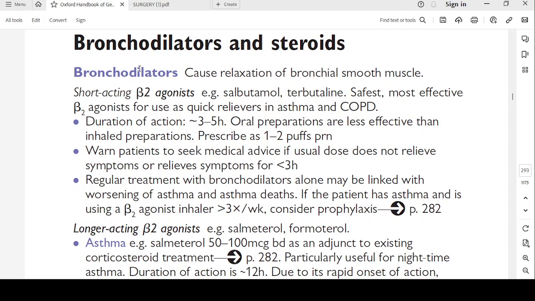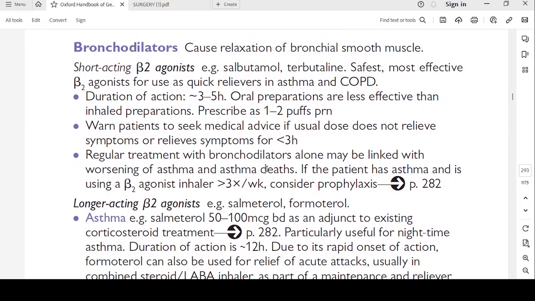Bronchodilators and steroids. Bronchodilators cause relaxation of the bronchial smooth muscles. Short-acting beta-2 agonists, salbutamol and terbutaline, are the safest and most effective beta-2 agonists for use as a quick reliever in asthma and COPD. Duration of action is 3 to 5 hours. Oral preparations are less effective than inhaled preparations. Prescribe as 1 to 2 puffs PRN. Warn patients to seek medical advice if the usual dose does not relieve the symptoms or relieves them for less than 3 hours. Regular treatment with bronchodilators alone may be linked with worsening of asthma and asthma deaths.